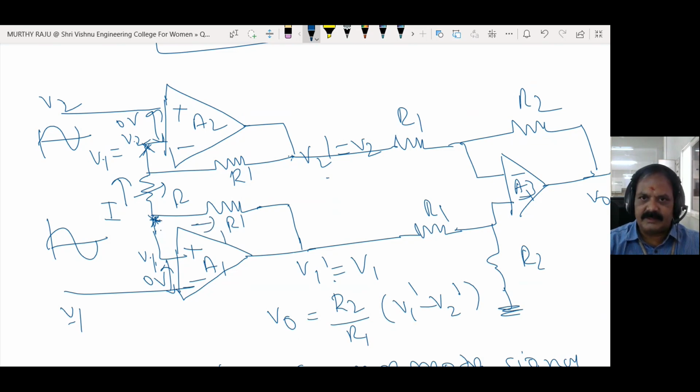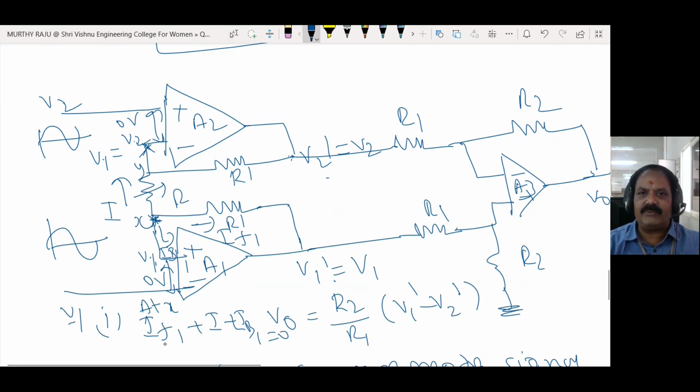Here some current is IF1, this one is IP1, this one is I. The first equation, at that point here some X, here some Y, at point X: IF1 plus I plus IP1 is equal to 0. IF1 is equal to, this voltage is V1 due to the virtual ground concept, V1 minus V1 dash by R dash.